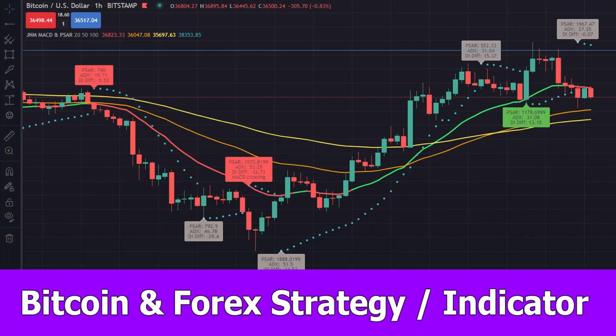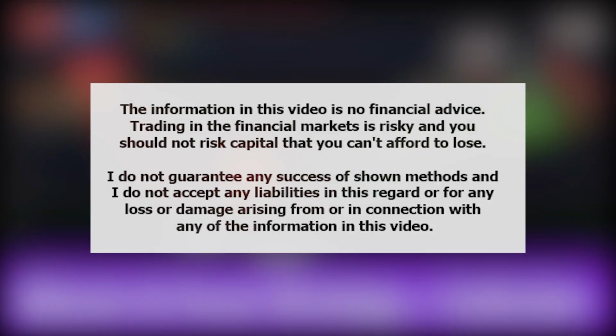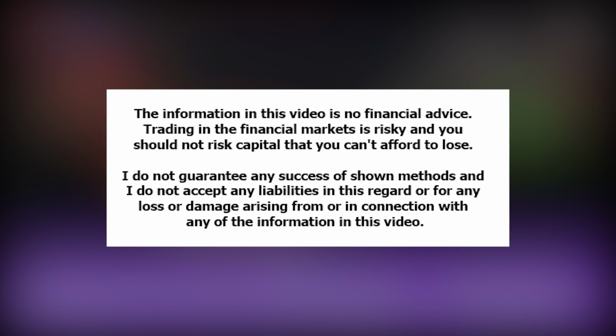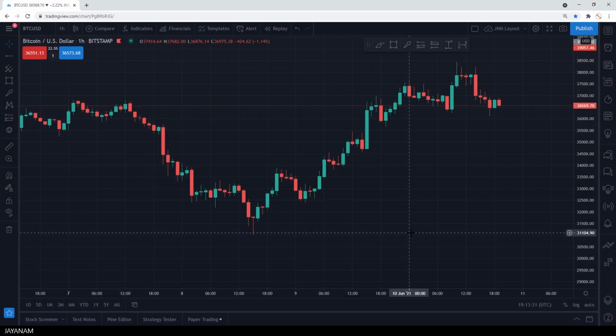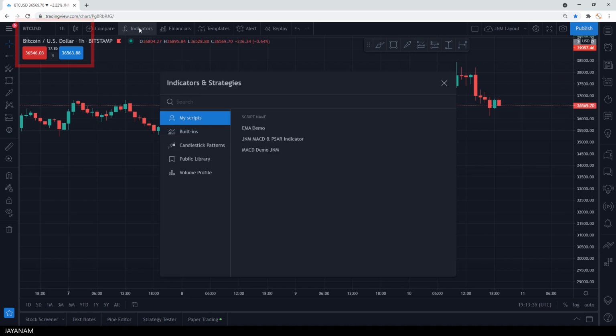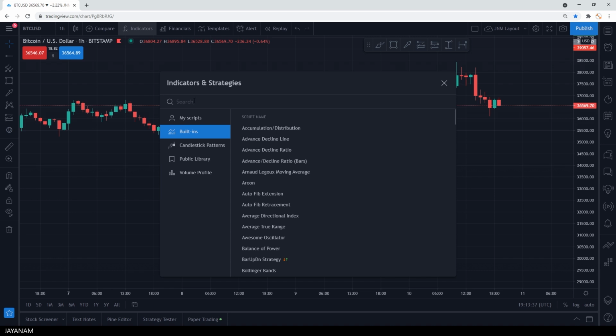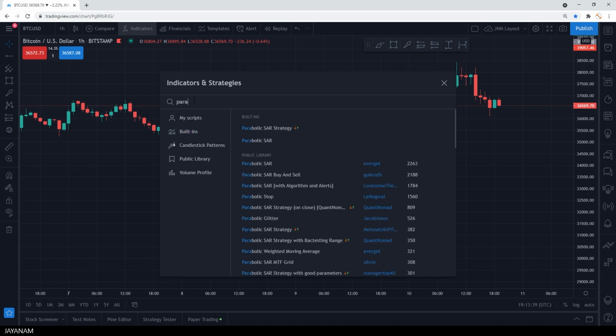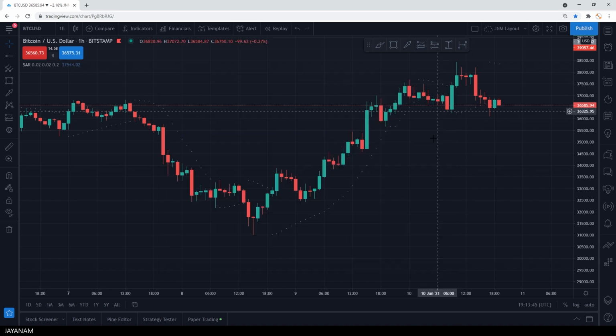Hey guys, at the moment I'm working on a trading strategy using PSAR and MACD indicators that I test for Bitcoin and other currencies on Forex. As you know, I'm using the tool TradingView, and here's our BTC USD, and the first indicator that I will add for this strategy is the PSAR, the Parabolic Stop and Reverse indicator that I will use to define my entry into the trade and also my trailing stop losses.